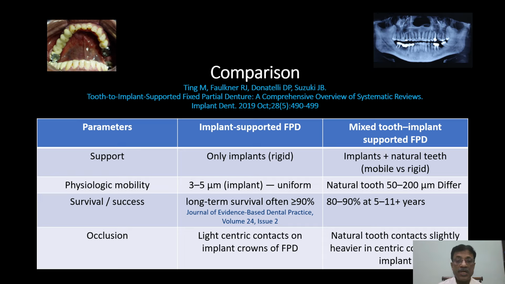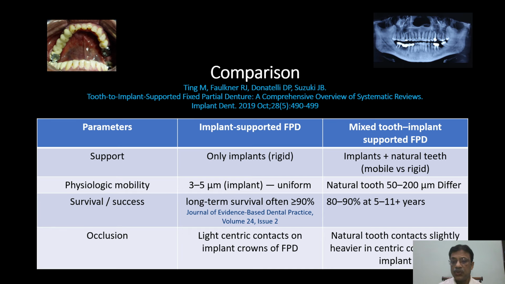Next, the physiological movement between the implant and the natural tooth. We know the rigidity of union between the implant and the bone. So there is a minimum amount of movement when an implant is loaded vertically. That is only in the range of 3 to 5 micrometers.